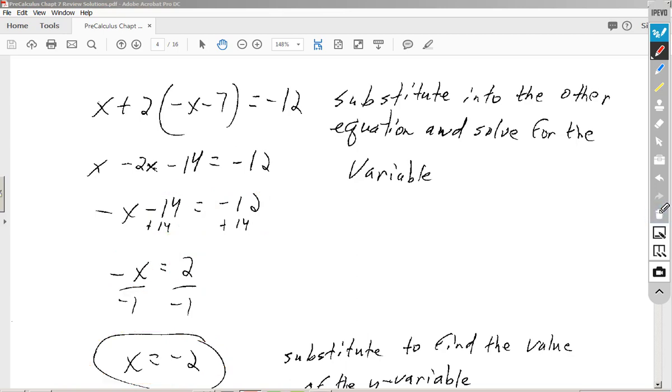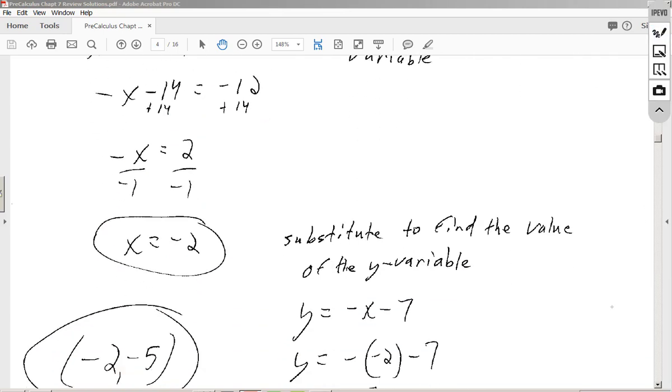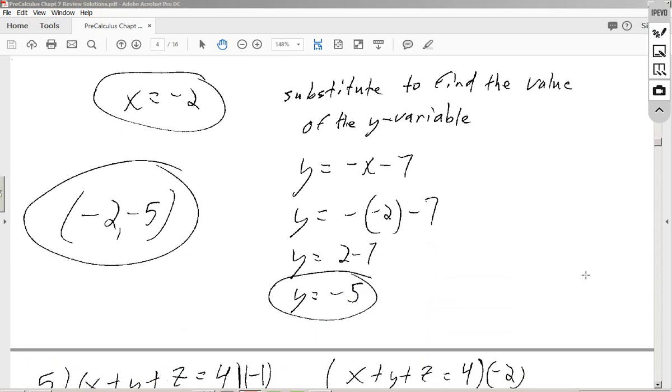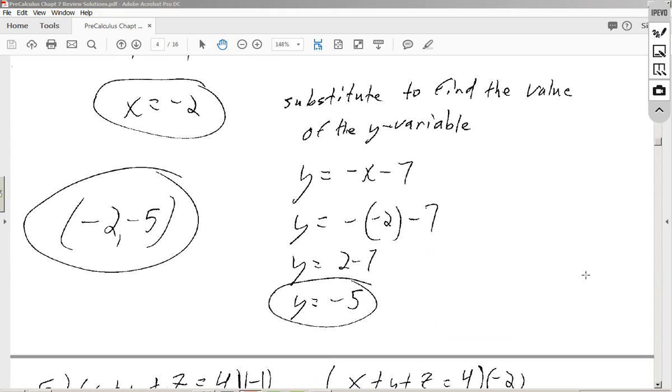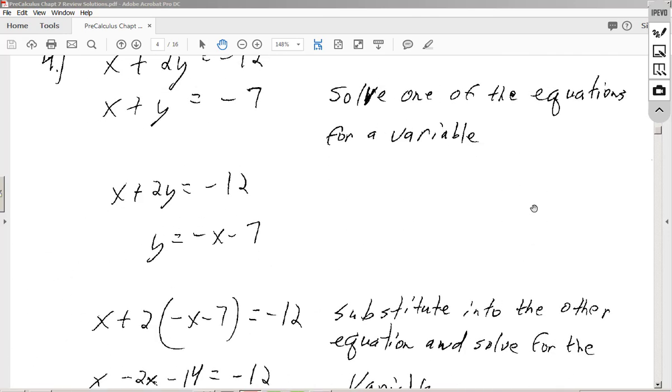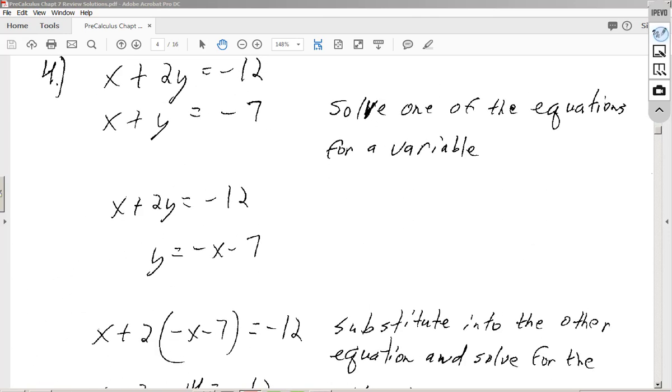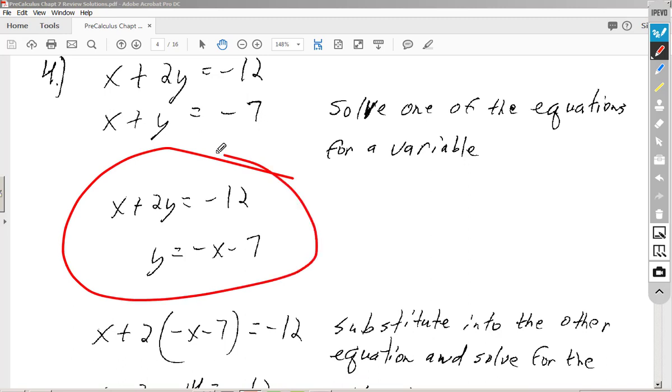Now that I know that my x value is equal to negative 2, I can substitute to find the value of the y variable. So I chose that second equation. So again, if you look up here, here were my two equations: x plus 2y equals negative 12 and y equals negative x minus 7. I can use either one to substitute that value of x into that equation to find my answer. So you can notice that x value is negative 2. I'm going to choose this equation to substitute it into.